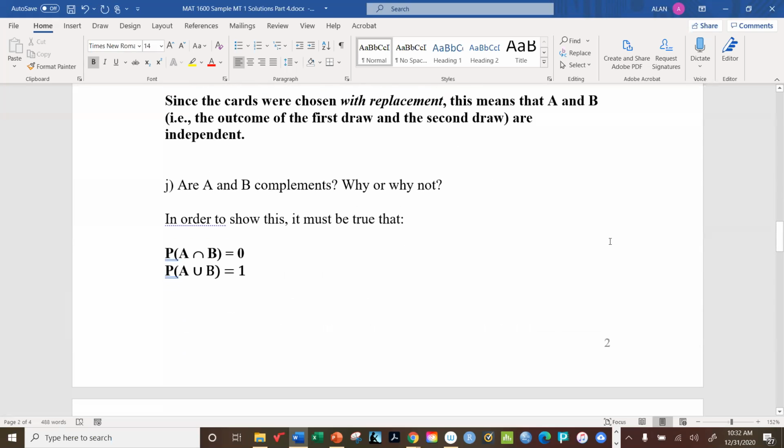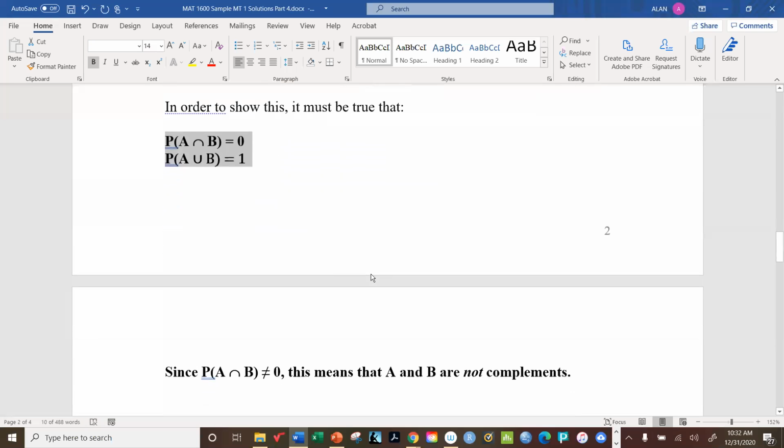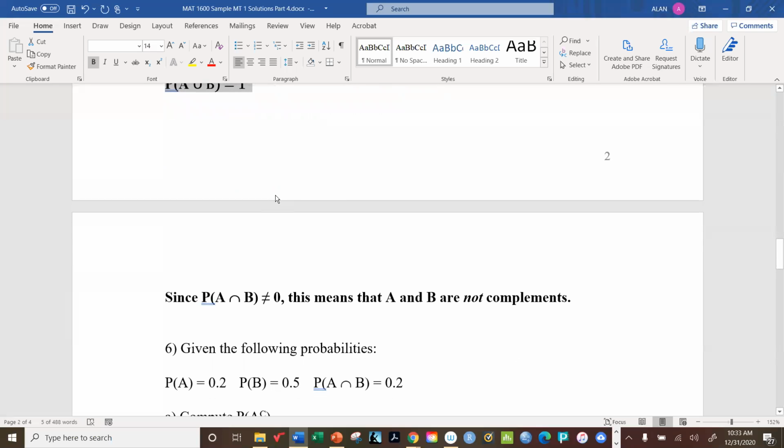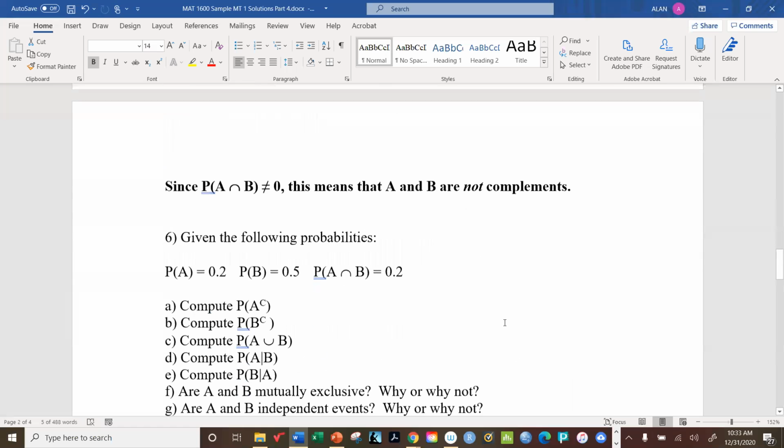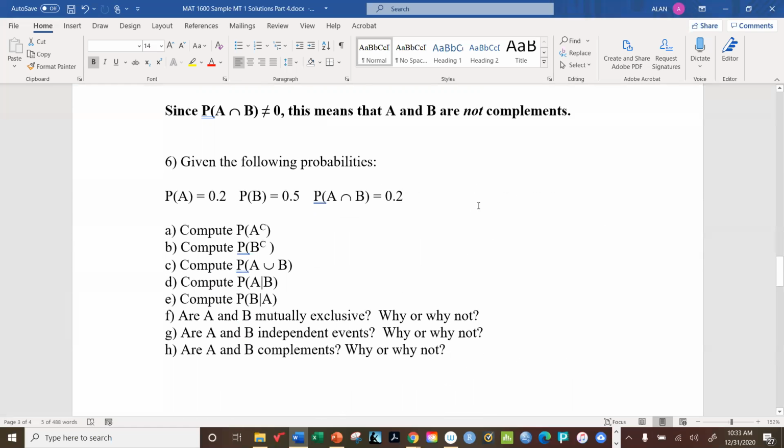And then the complements. In order for A and B to be complements, we know that two things have to be true. And we can show very quickly and easily that the first one is false. We know already that these two events are not mutually exclusive. Therefore, we don't have to bother checking the second condition. And that means that we have our answer. A and B are not complements.